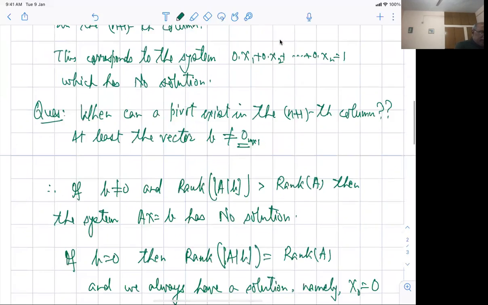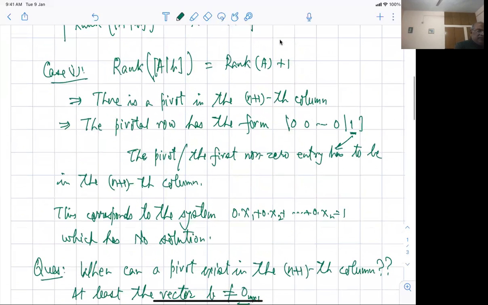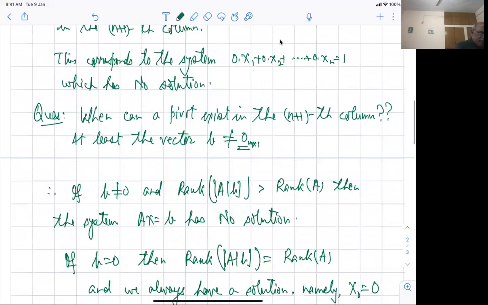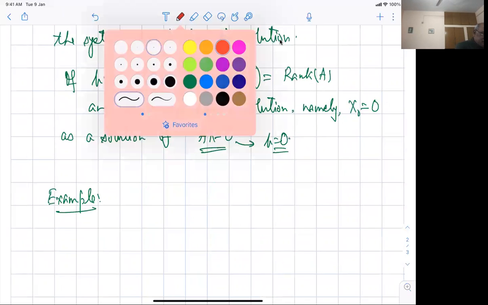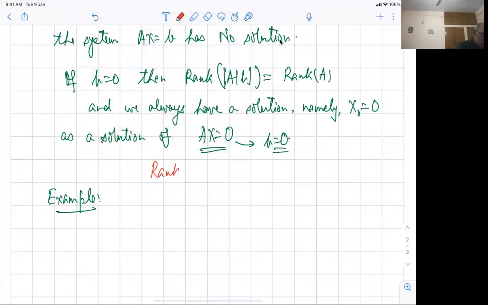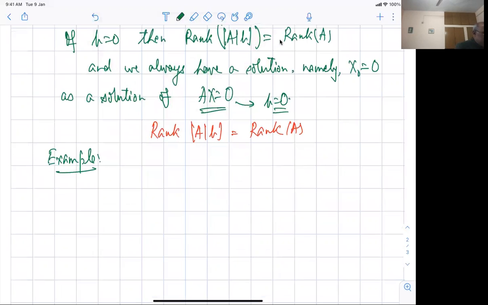So now we have looked at the case that rank of A is not equal to rank of the augmented matrix. Now we are in the case when rank of A is equal to rank of the augmented matrix. All right. So now we are looking at the example where the rank of the augmented matrix is equal to rank of the coefficient matrix. Fine. So let's proceed with that part. So let's take an example to understand it better.